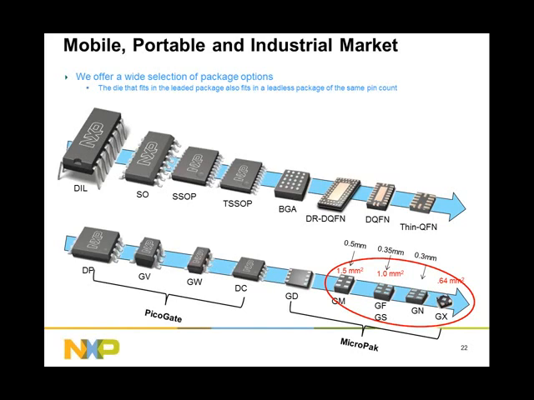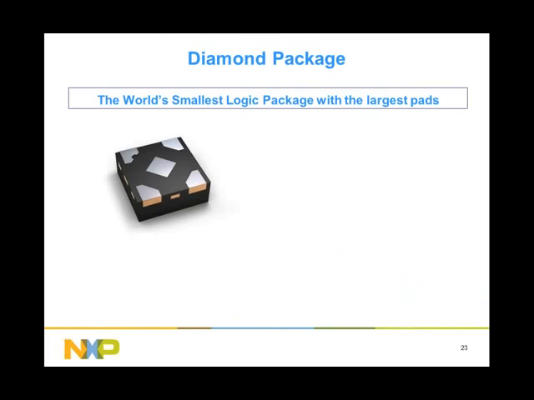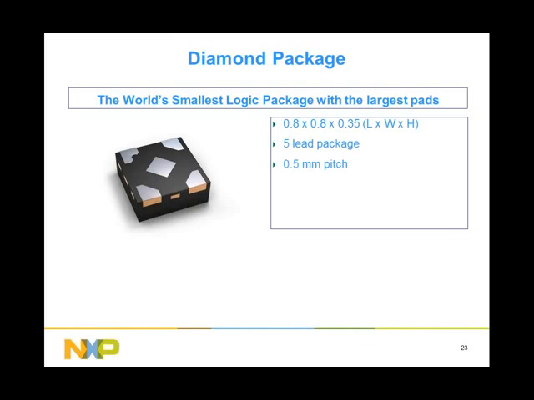And we started hearing from our customers that this was a problem and a very costly operation, so we focused on how we could reduce the cost of mounting these packages on a PCB, and that's when we came up with our GX package. Our GX package today is the world's smallest logic package with the largest pads. It measures only 0.8 by 0.8 by 0.35 millimeters high. It is a 5-lead device.